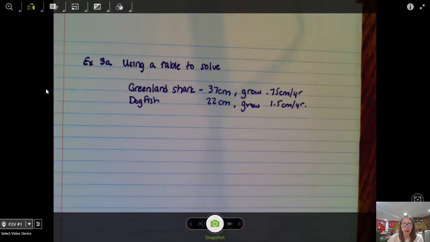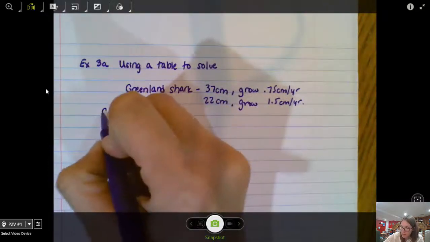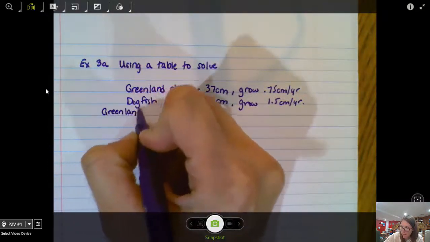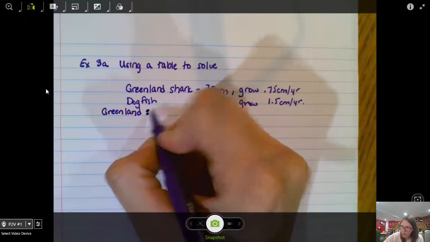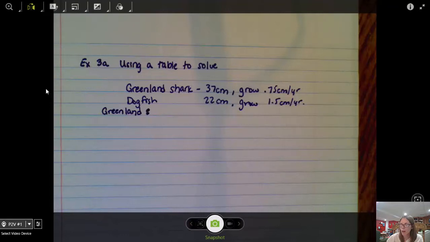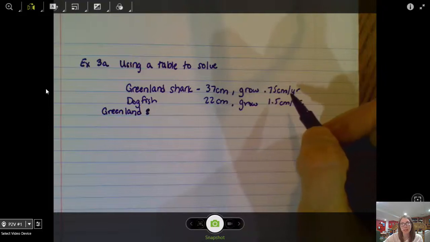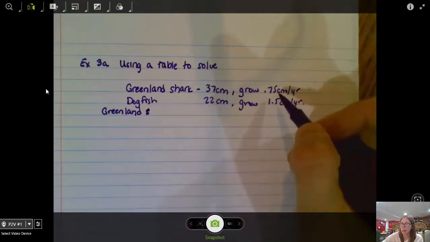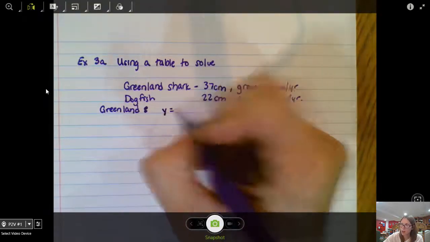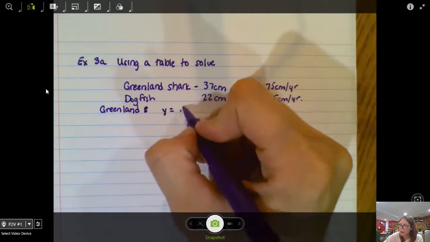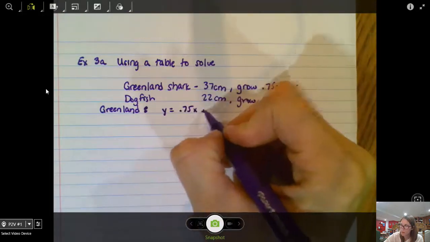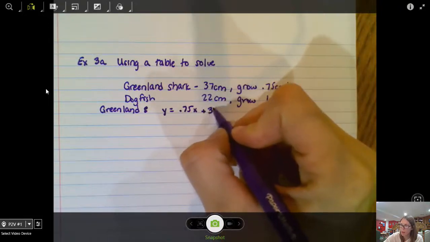Well, if I want to figure out some information here, it would be really helpful if I had equations. So let's start off by writing an equation for each shark. Their growth rate for the Greenland shark is 0.75 centimeters per year. Well, since it has that per year, that's my clue that this number is going to have my variable attached. So I'll use y equals 0.75x plus my starting length.